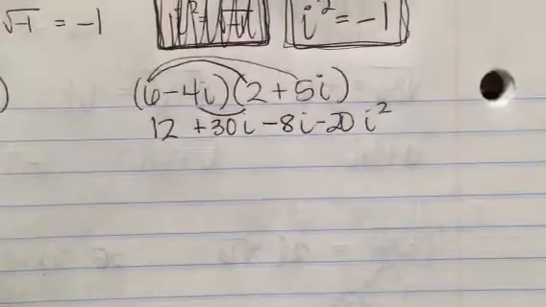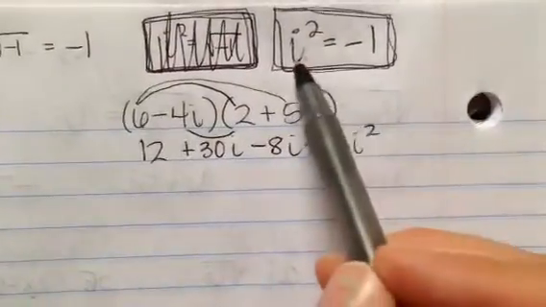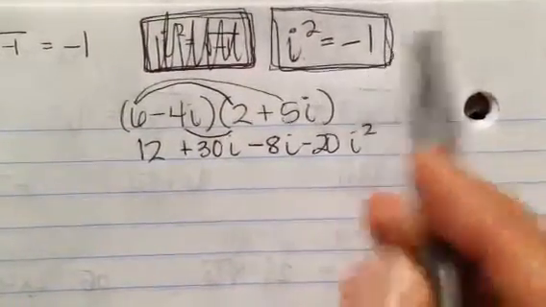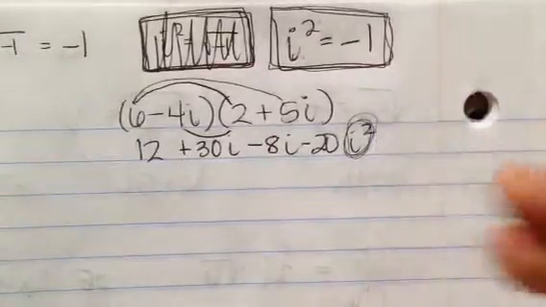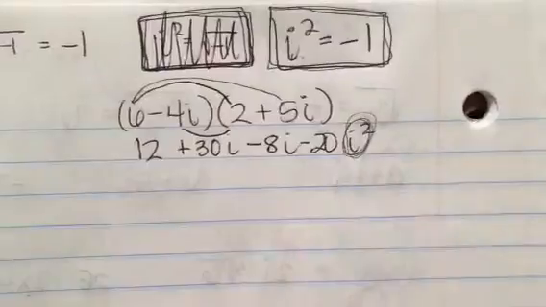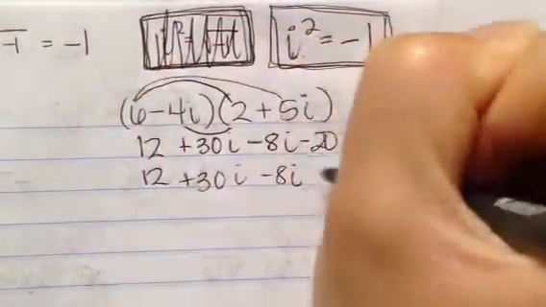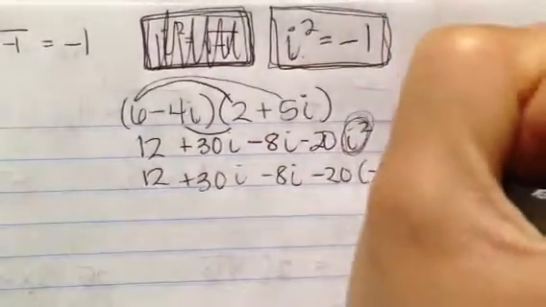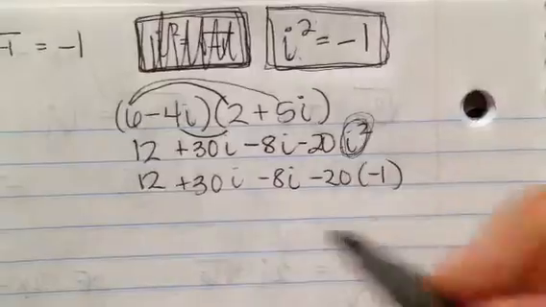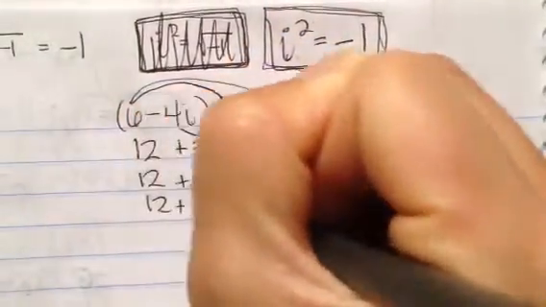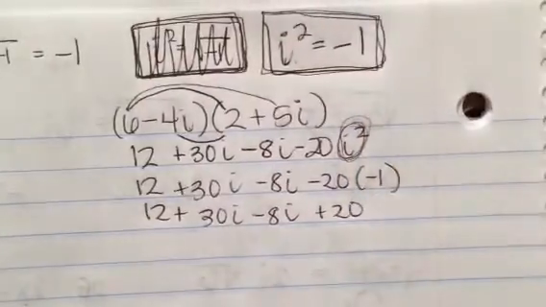Okay, so now I can combine like terms. And another huge thing is we need to remember i squared equals negative 1. Well, here's an i squared. So instead of i squared, I can just rewrite all of this and put negative 1. So negative 20 times negative 1, that's just positive 20. So 12 plus 30i minus 8i plus 20.